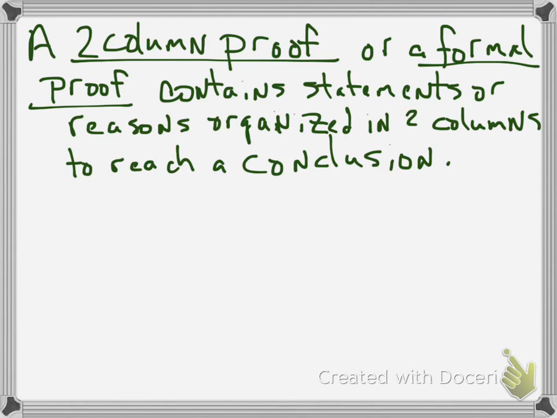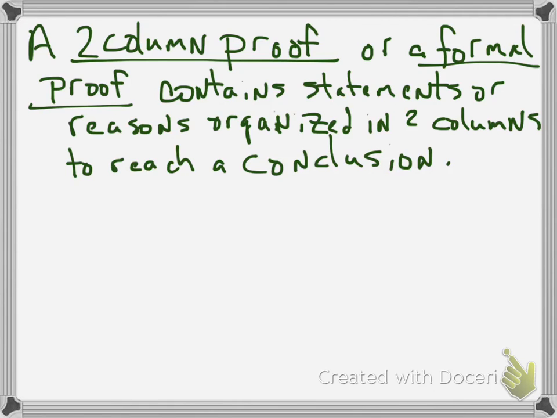Before here you go, let's talk about this. You could reorganize it into what is called a two-column proof or formal proof. I personally think that once you get used to them, these are actually easier than the informal proofs, those paragraph proofs we were doing. They contain statements and reasons organized in two columns to reach a conclusion. So, you're basically justifying why you do something.